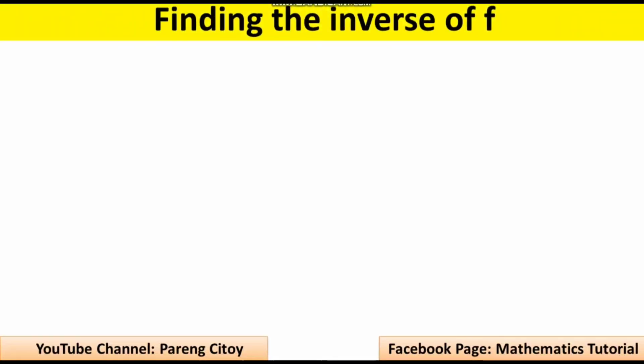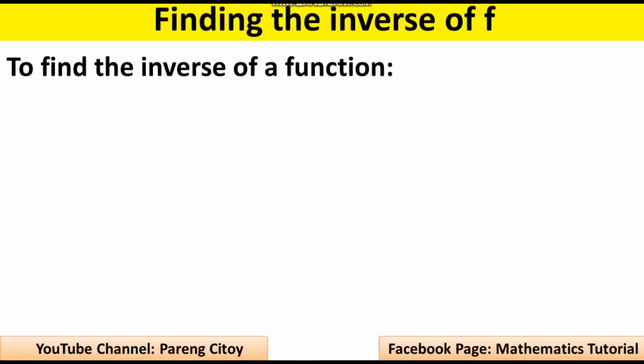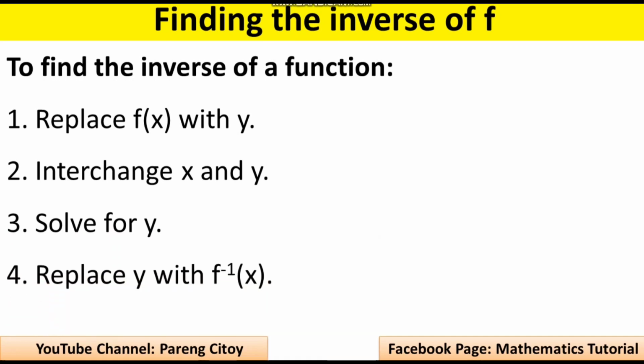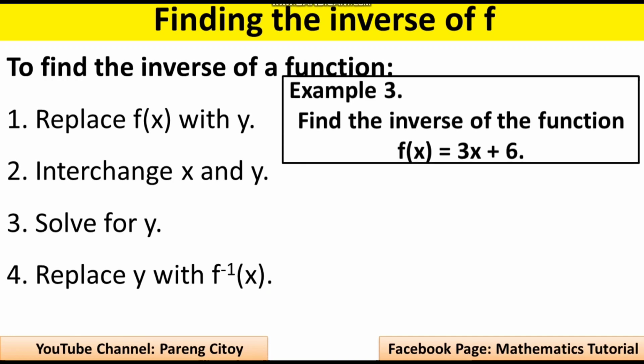We have finding the inverse of the given function. To find the inverse of a function, first we need to replace f of x with y. Remember, replace f of x with y. Number 2, we need to interchange x and y, so x becomes y and y becomes x. Then solve for y, or the new y. Then replace y with the inverse of the given function, or f raised to negative 1 of x, or f inverse of x.